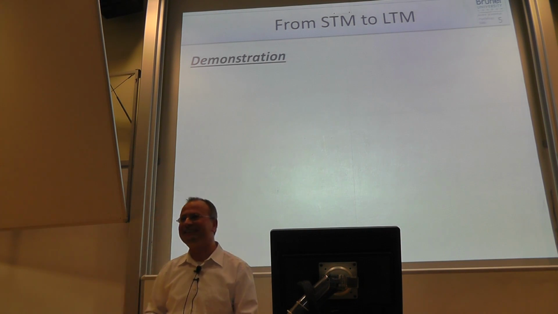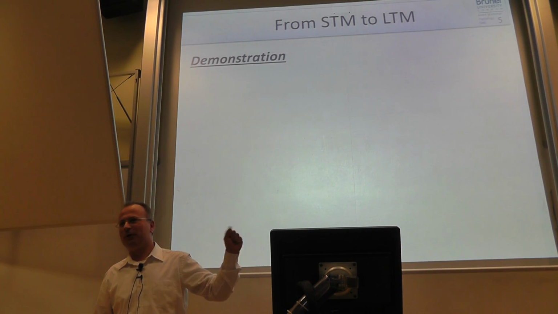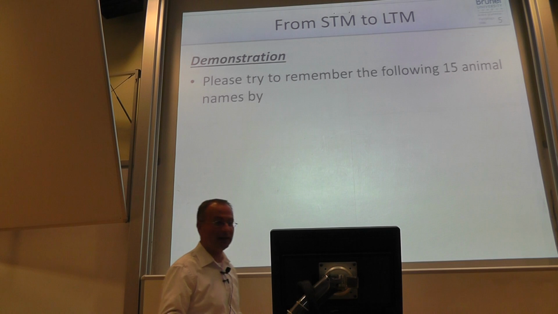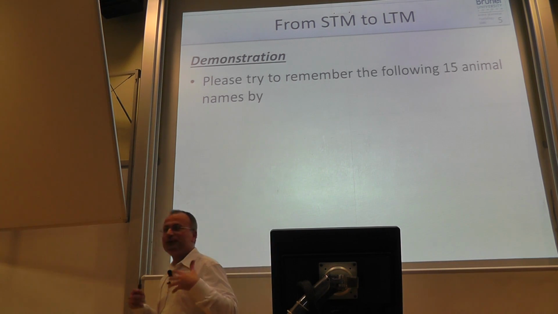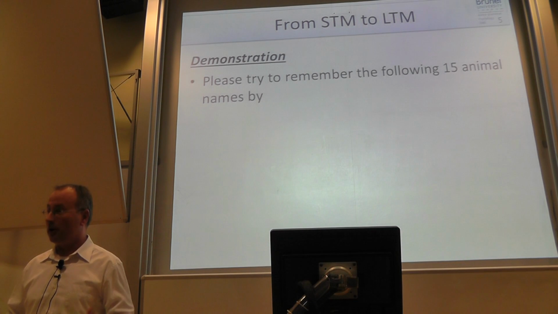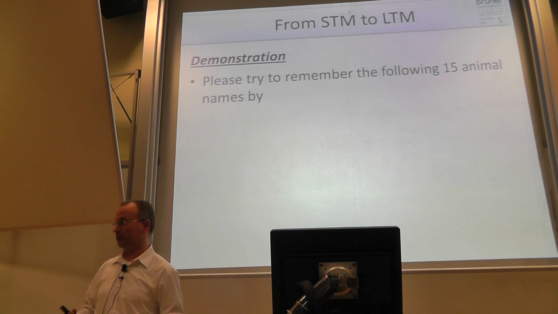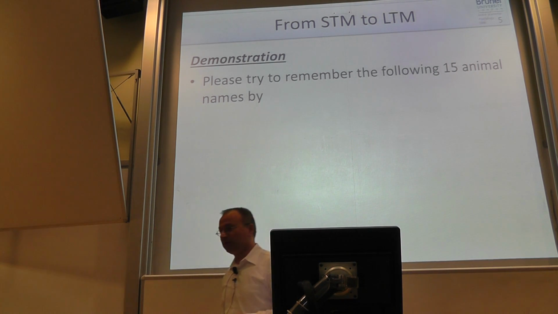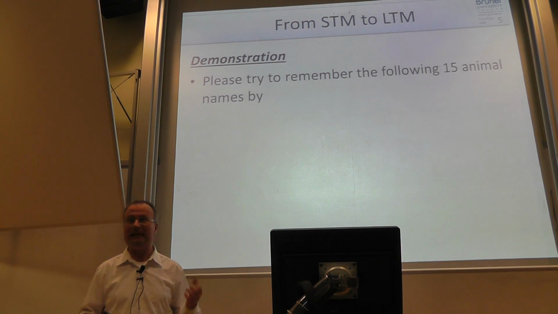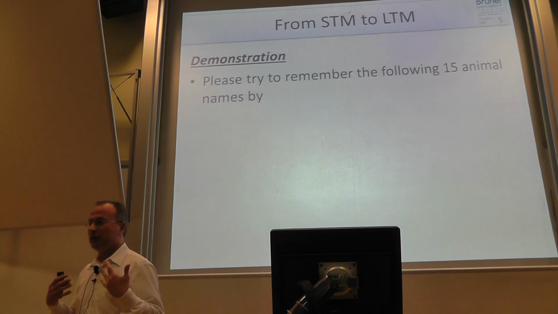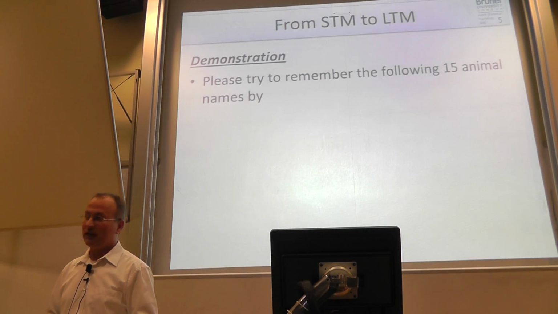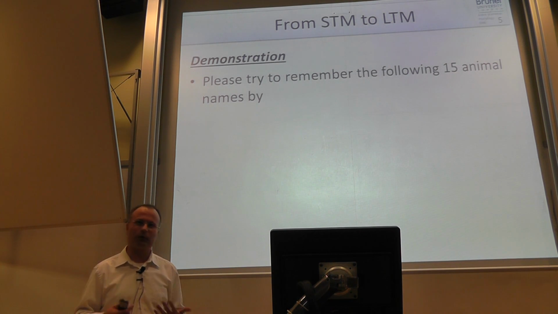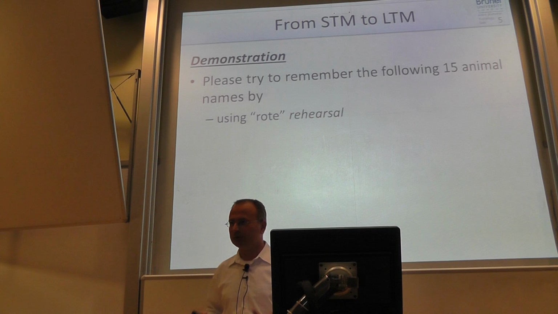Please, no cheating. If you get maximum points, I will assume that you cheated, because I think it's really difficult. Please try to follow the instructions really closely, otherwise the demonstration doesn't work. I will show you in a moment 15 names of enemies, random names. I would like you to try to remember these names by a process typically used when you have to learn stuff from school or university, and this is basically rote rehearsal.